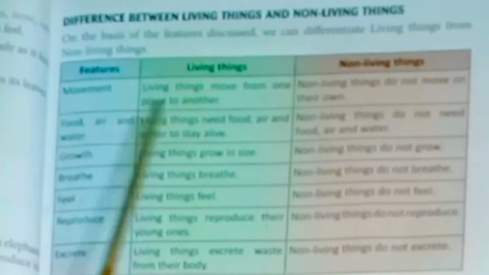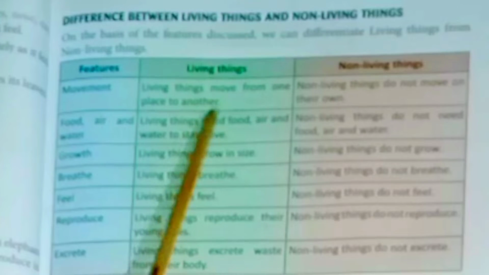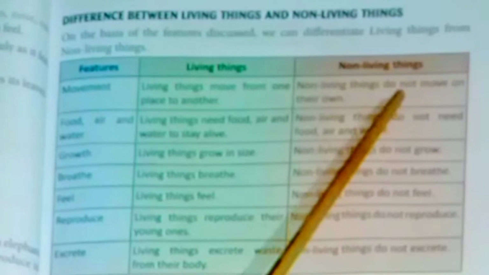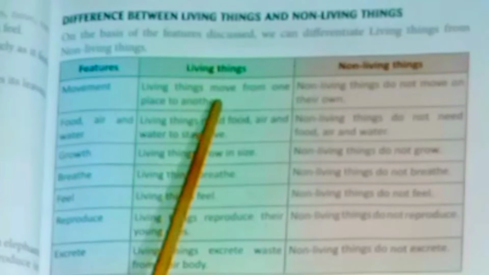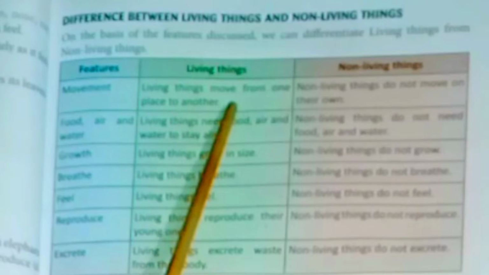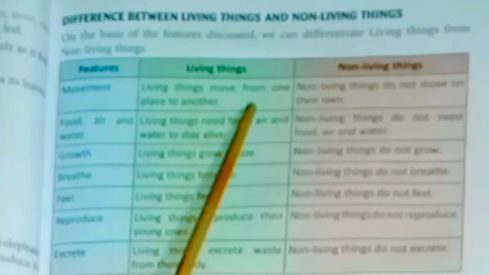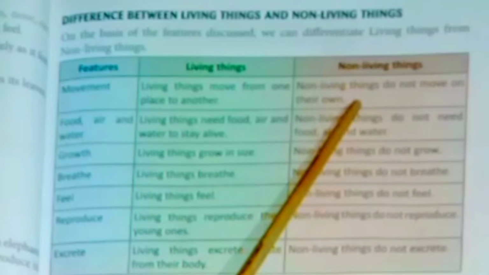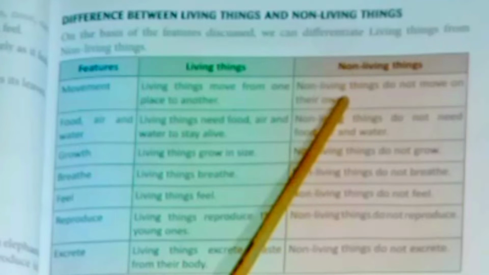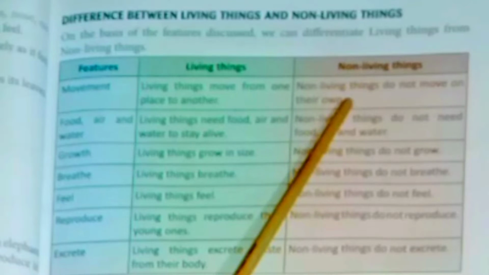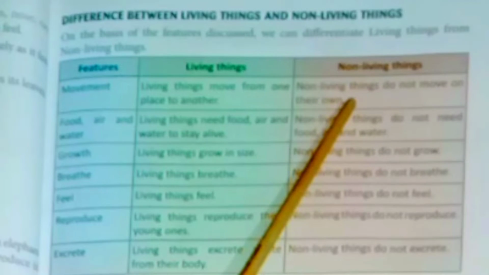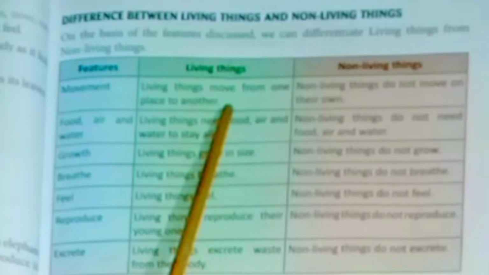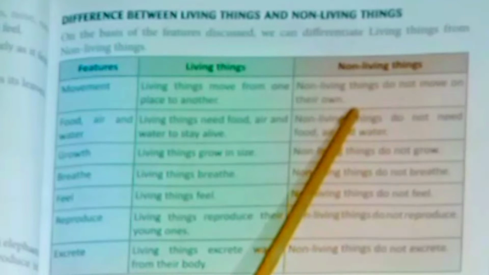Movement. Living things move from one place to another, and non-living things do not move on their own. Now you are a living thing, right? You can move from one place to another. Think that your father or mummy or uncle or auntie, anyone is calling you, you can go near to them. But if you call your eraser or your pen or your pencil, your table or chair, what do you think? Will it show any movement? No, unless and until you put some force on it. So living things move from one place to another, but non-living things do not move on their own.